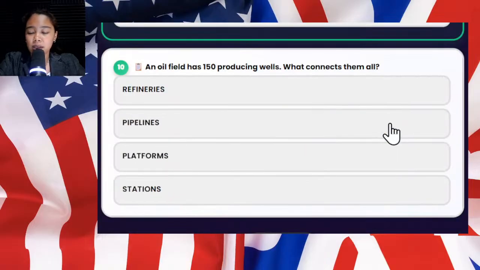Next we have number 10. An oil field has 150 producing wells. What connects them all? Okay, I'm going to give you 10 seconds to answer.